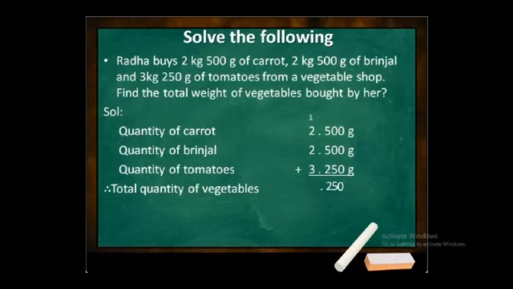2 you will write down and 1 you will carry up. So 1 plus 2 is 3. 3 plus 2 is 5. 5 plus 3 is 8. So the total quantity of vegetables is 8 kgs 250 grams.